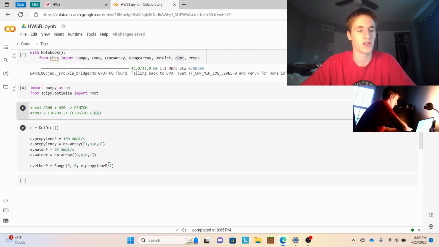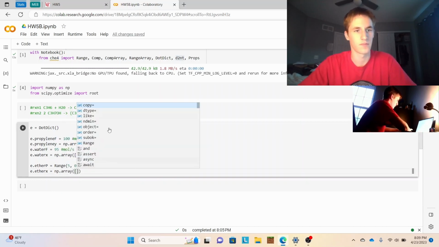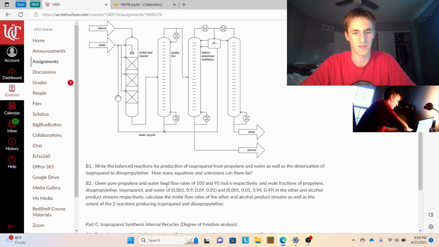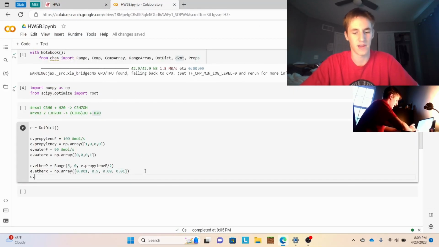And not on water. So we want to use our propylene feed. Then we have our ether molar composition, and that is going to be an array. We have, I'm just going to copy this, and then we have our alcohol product, right? And that's going to be the same idea as the ether.